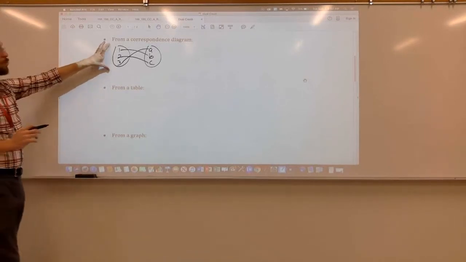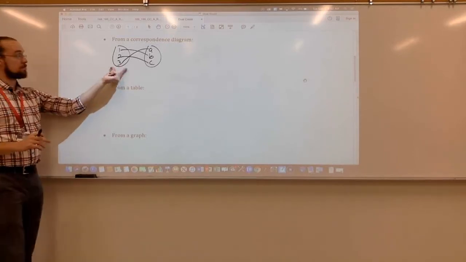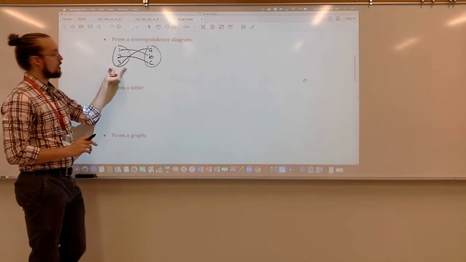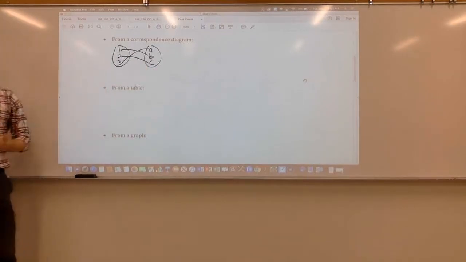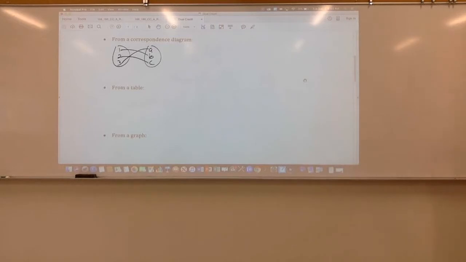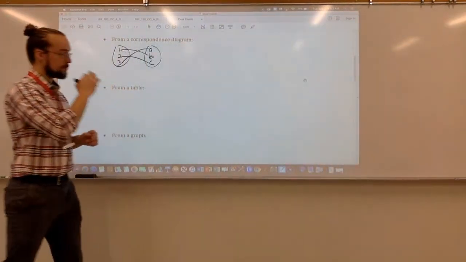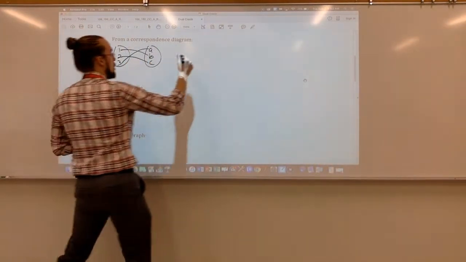So is what I drew here a function or not a function? Yes. Why? Because each element in the domain is mapped to exactly one element in the range.